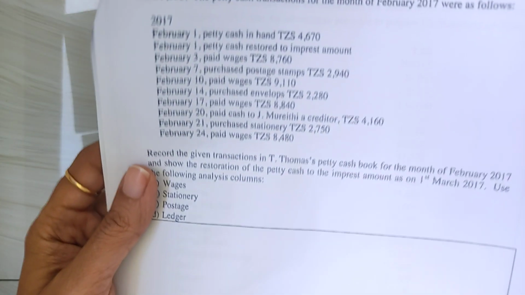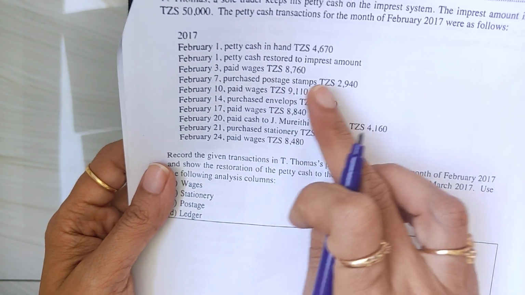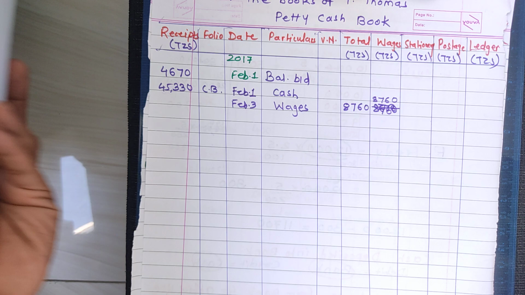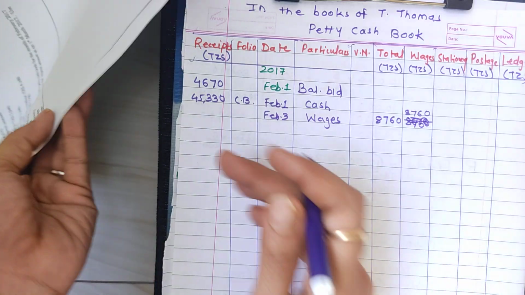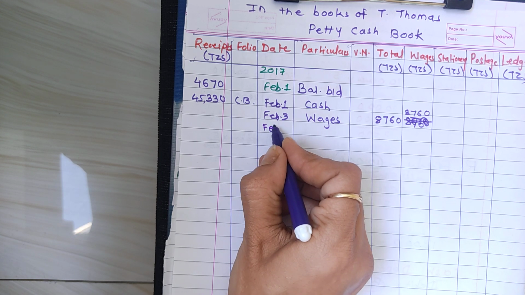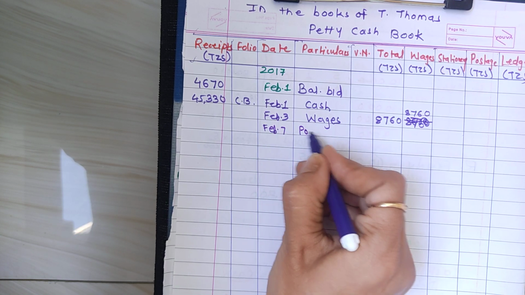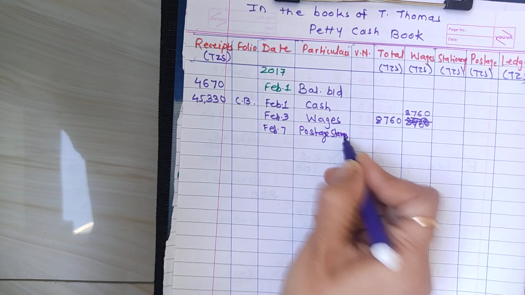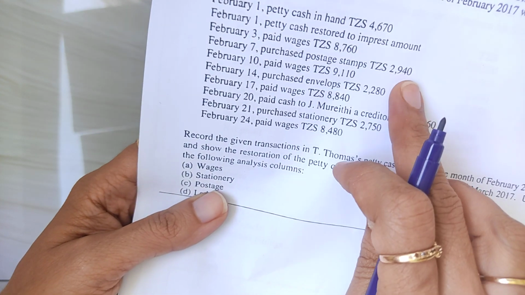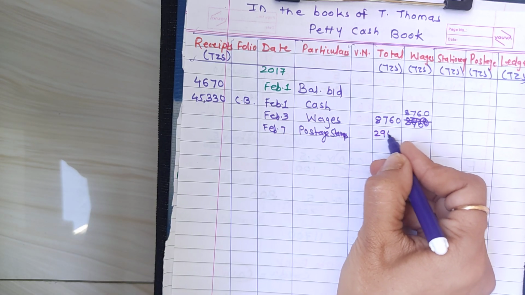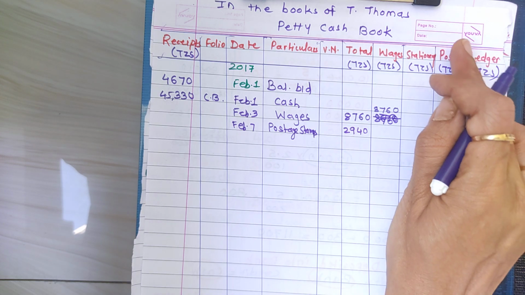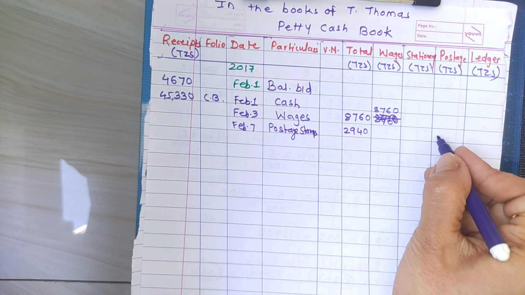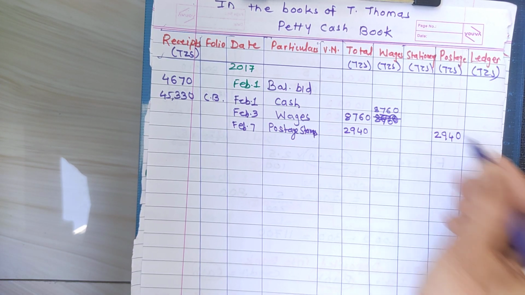Now the next one, purchased postage stamps. So write down next, purchased postage stamps. It is given on February 7. So write down Feb 7, postage stamps. How much is it? 2940. See here the column is there for postage. Write down in that column 2940.